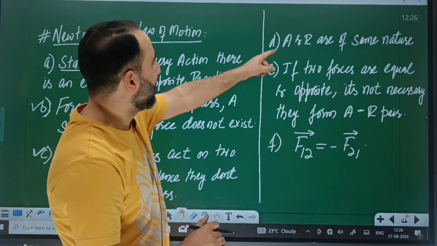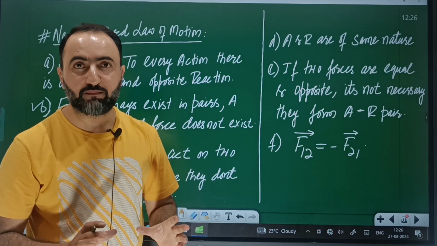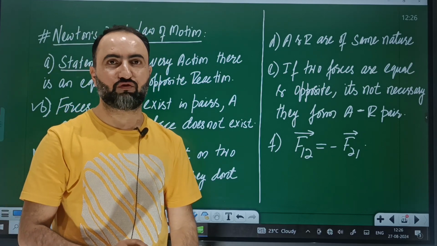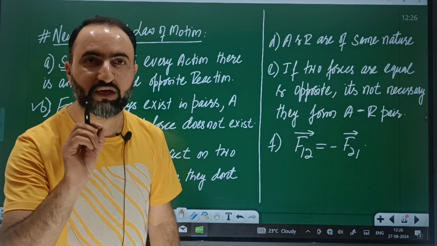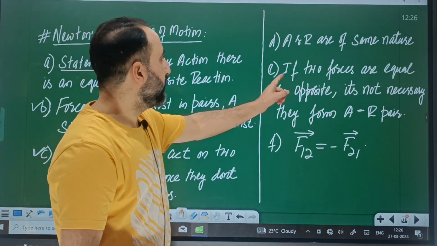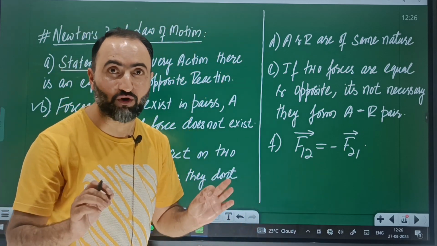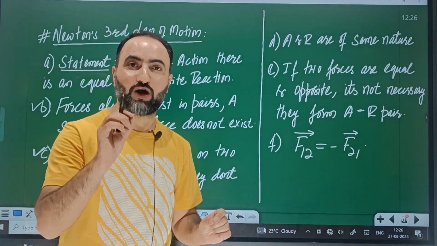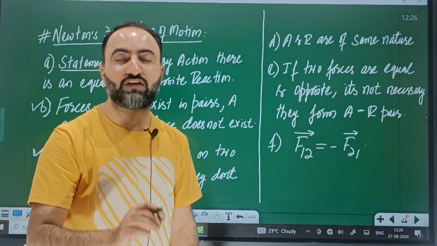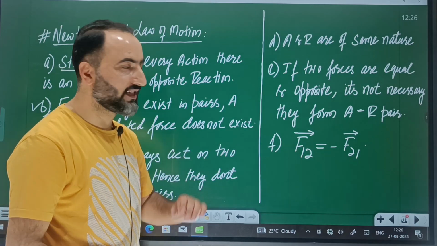पहले आप यहाँ ध्यान रखो, A and R, action and reaction are of the same nature. What does that mean? That means if action is gravitational force, reaction will also be gravitational force. It's never possible that action will be gravitational and reaction will be electrostatic. That's not possible. If two forces are equal and opposite, it's not necessary that they form an action-reaction pair. Very important point. Very important point. जो आपको confusion होता है बेटा. That is, two forces are equal and opposite, but they are not an action and reaction pair. It's not necessary. Then this is the mathematical statement.